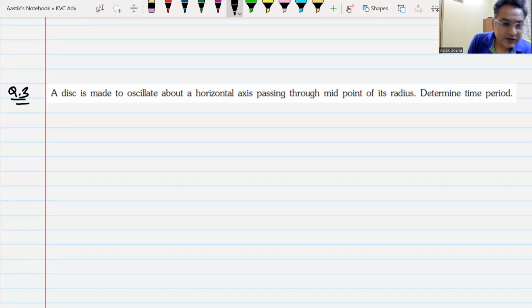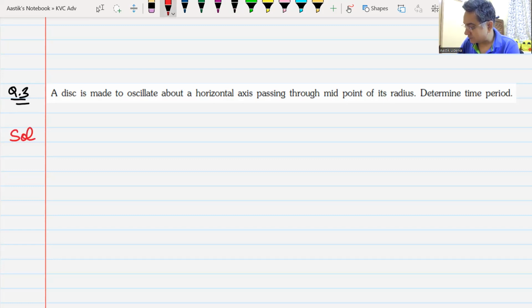Question number 3. A disk is made to oscillate about a horizontal axis passing through the midpoint of its radius. What is the time period? Midpoint of this radius, my dear friends.